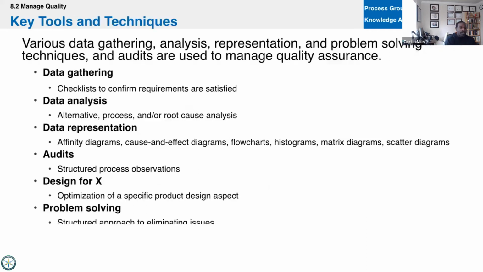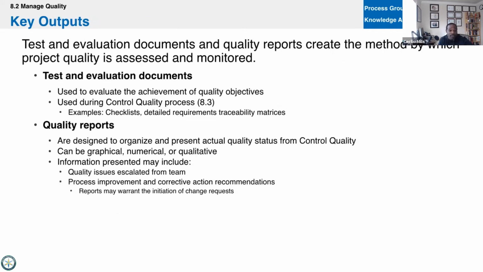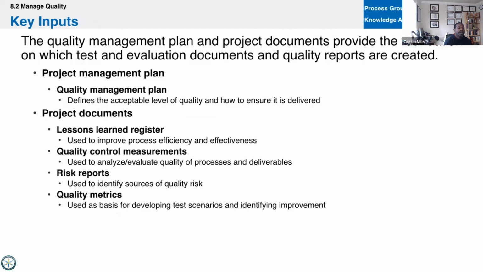All right, so that's what we're really trying to get here. Let me go back. These test and evaluation documents in the quality report. We're trying to add to this quality report. That's the key output in this process, right? And in order to get that, we'll take the quality plan that had our approach. We'll take the documents, maybe lessons learned from the past, definitely the quality control measurements so that we can evaluate our process, right? Because that's what this process is all about.